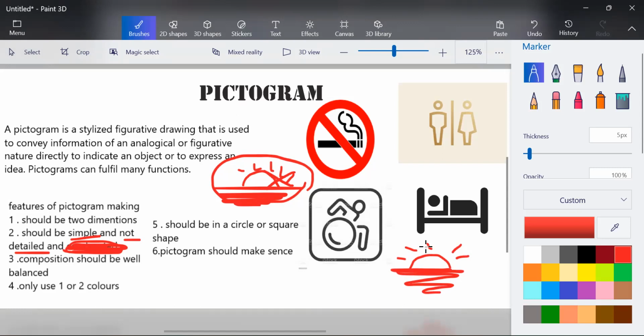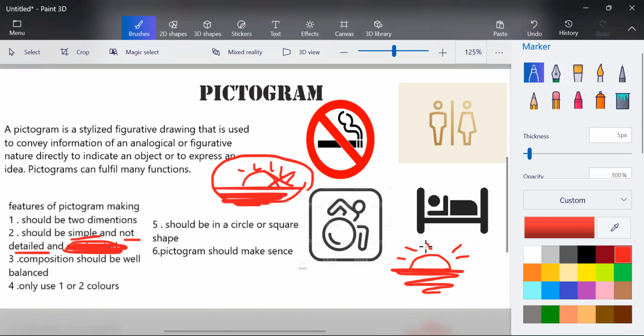Third thing is that a composition should be well balanced. The positive space and the negative space should be well balanced so that it represents a complete figure, indicates something which is fulfilled. Fourth is that only use 1 to 2 colors. Pictogram isn't drawing, it's just expression that is easy to understand. So we have to use compulsory 1 or 2 colors.